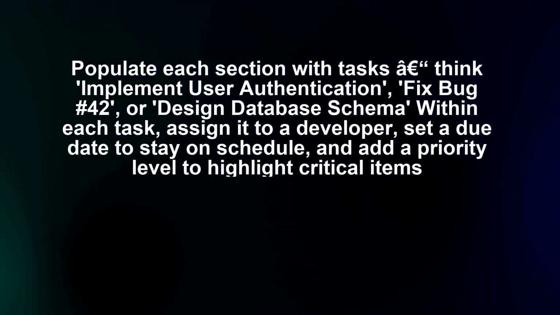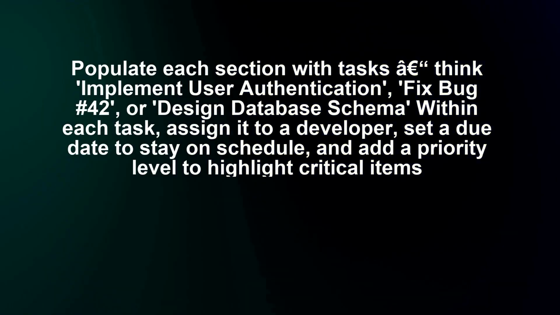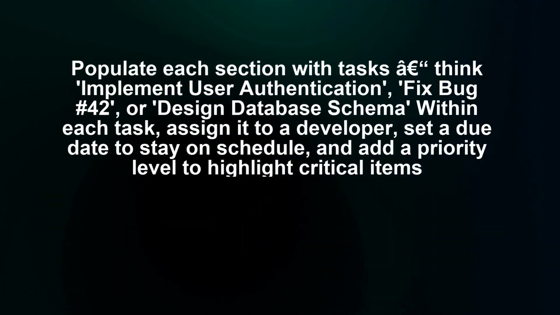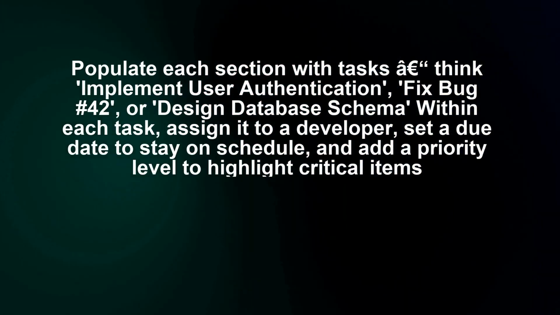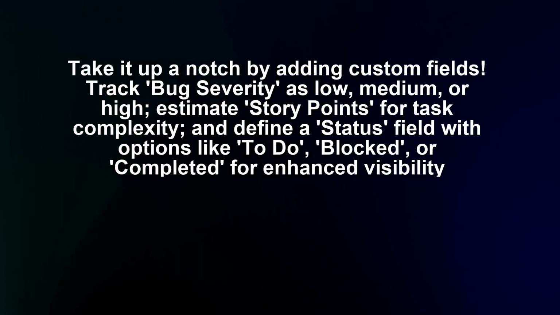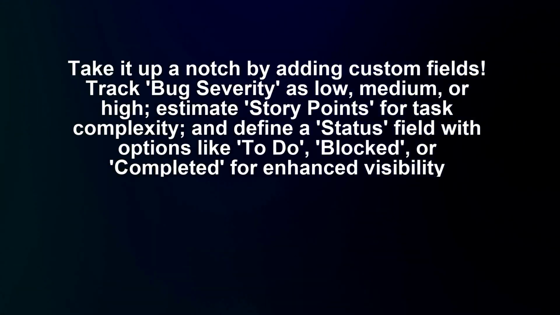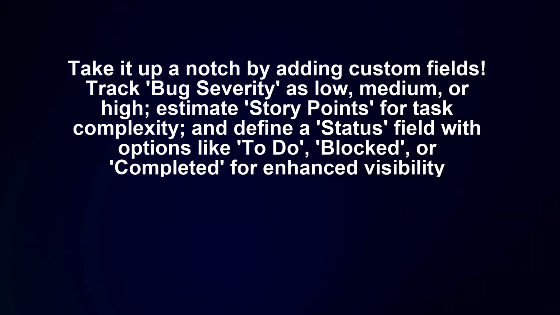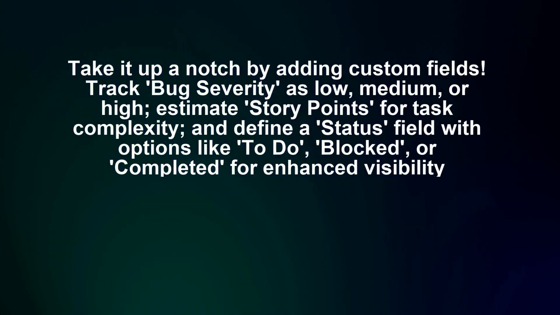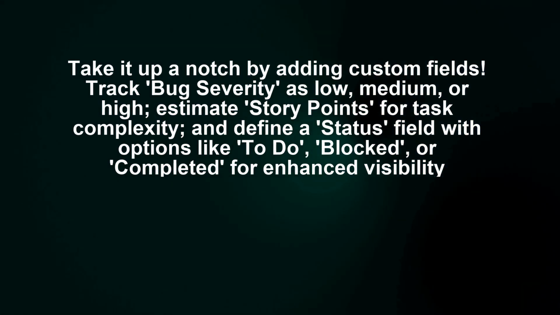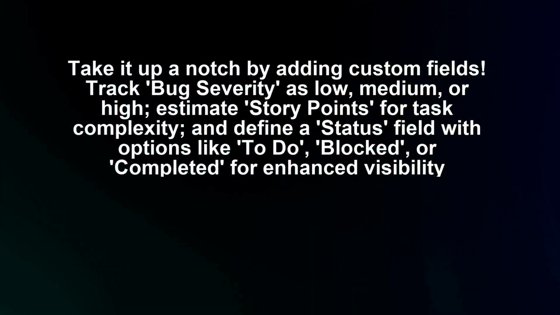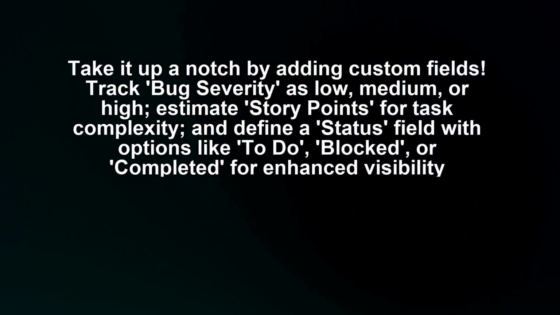Within each task, assign it to a developer, set a due date to stay on schedule, and add a priority level to highlight critical items. Take it up a notch by adding custom fields. Track bug severity as low, medium, or high. Estimate story points for task complexity. And define a status field with options like to do, blocked, or completed for enhanced visibility.